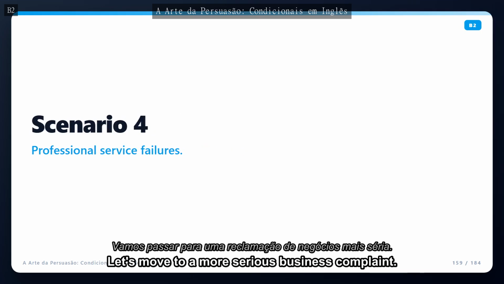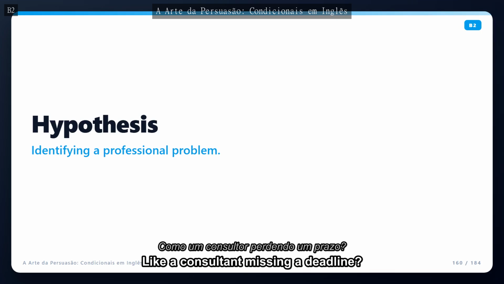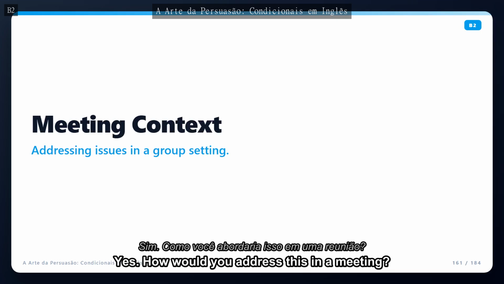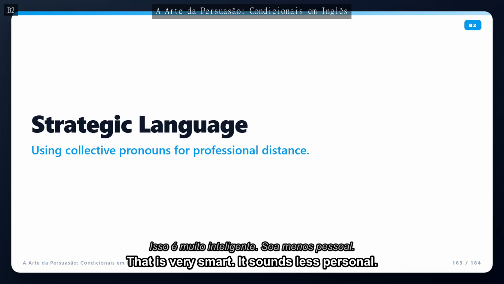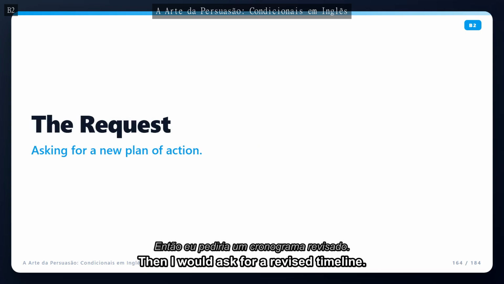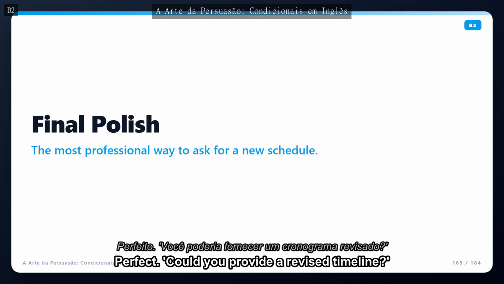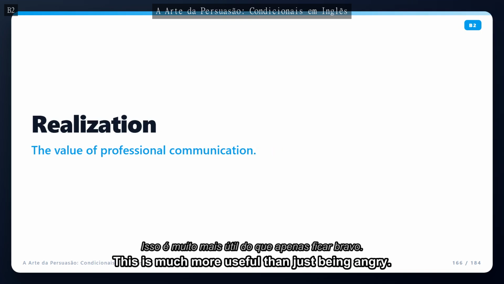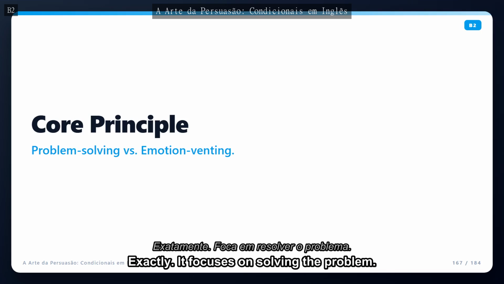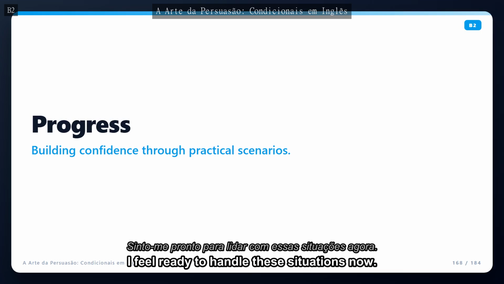Let's move to a more serious business complaint. Like a consultant missing a deadline. Yes. How would you address this in a meeting? I would say, we are concerned about the delay. That is very smart. It sounds less personal. Then I would ask for a revised timeline. Perfect. Could you provide a revised timeline? This is much more useful than just being angry. Exactly. It focuses on solving the problem. I feel ready to handle these situations now.